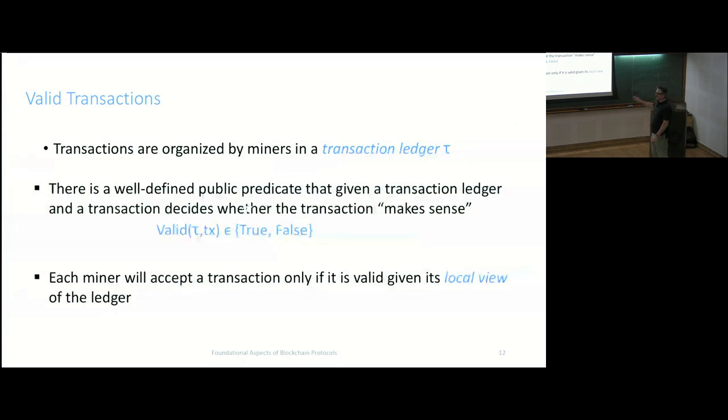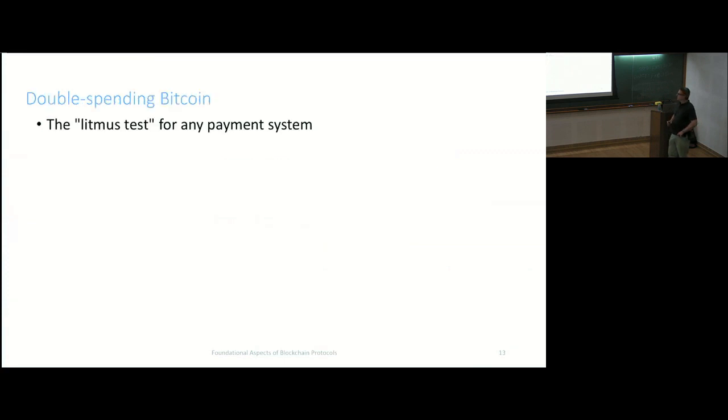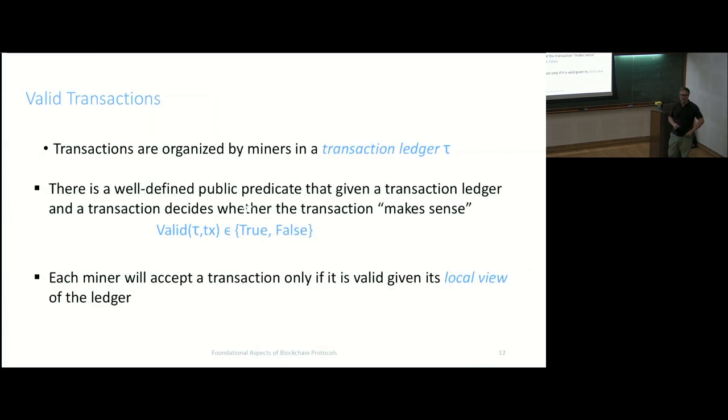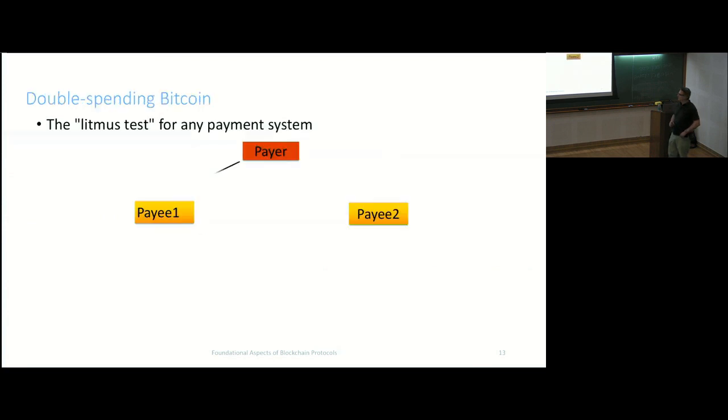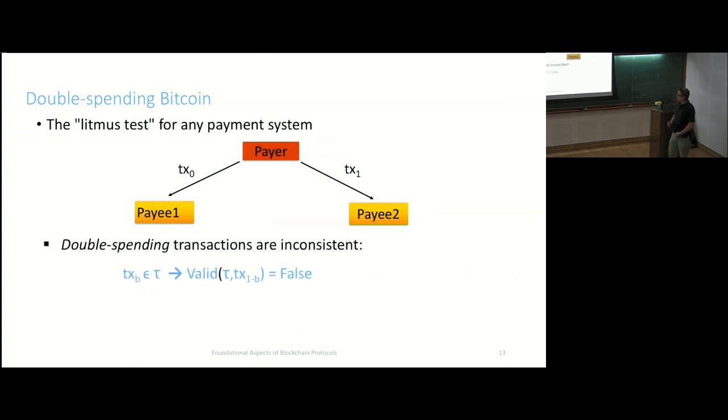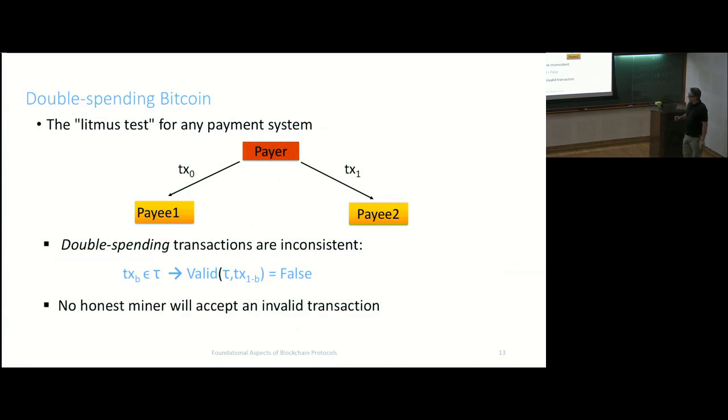And each miner will accept a transaction based on its local view of the ledger. All right, so what is needed for this to work is that a payer should not be able to do this. It's called double spending: using the same funds to pay two accounts. That means that only one of them should check out. The predicate applies to these transactions, and only one of them should say valid. Okay, so that's cool. So no honest miner will accept an invalid transaction.